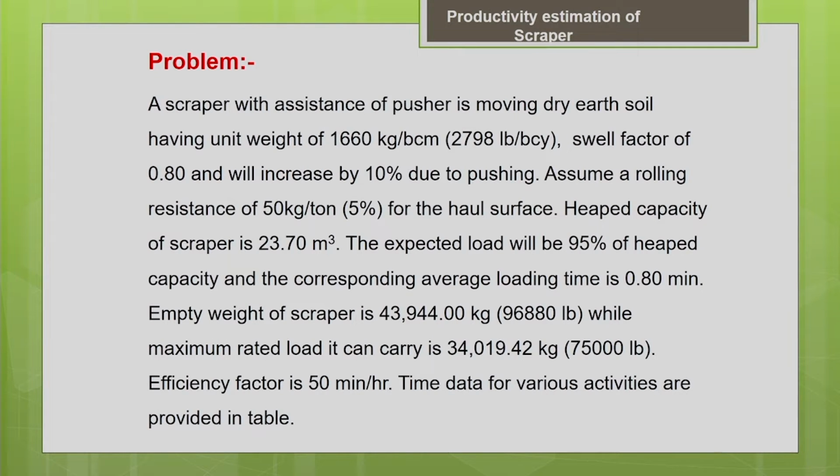A scraper with the assistance of the pusher is moving dry earth soil having a unit weight of 1660 kg per bank meter cube. You can see that this is a conventional pusher loaded scraper. Here we are moving dry earth soil. The volume is given in bank state, so you have to clearly note that, and the swell factor is given as 0.8.